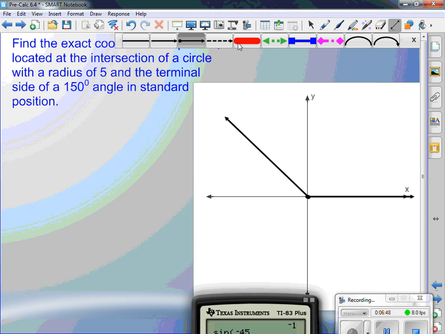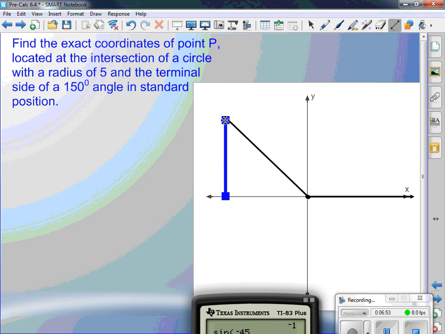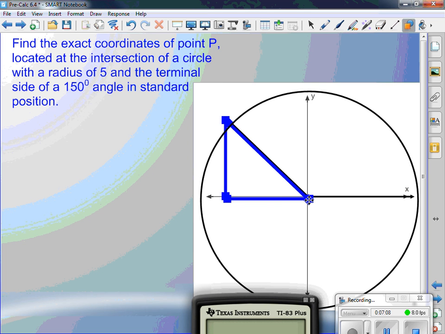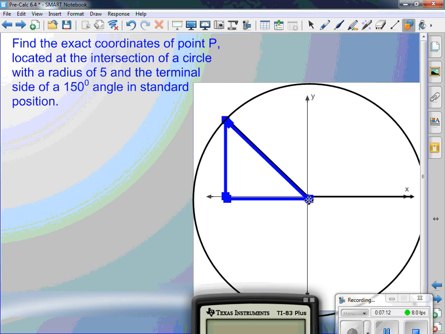Now what it creates is a triangle. Now in the problem it says that it's located in a circle. And its radius is 5. Where does the 5 go? This is your radius. What would we call that in a triangle? Hypotenuse. What's this angle here? Why is it 30? Right. It's the reference angle to 150. Now, we need to find this piece and find this piece.